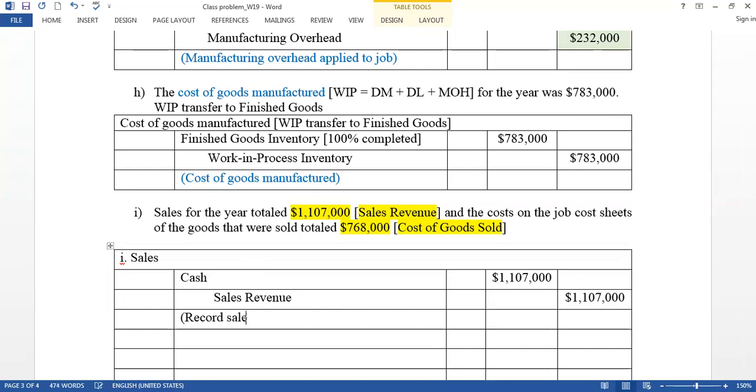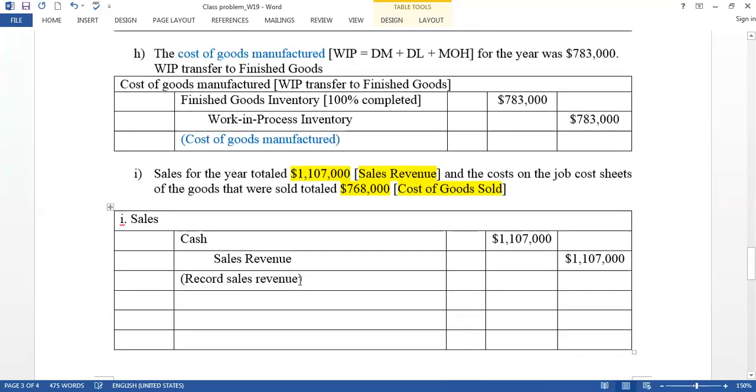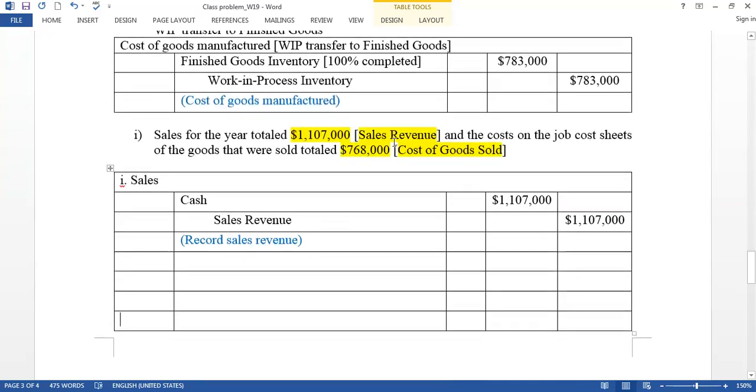Record sales revenue. We record our sales revenue. This is the first part, because I told you that this journal includes two parts. First, we record sales revenue, then we record cost of goods sold. And cost of goods sold, you know that it is debit, our cost, right? Our cost is debit. So cost of goods sold debit.